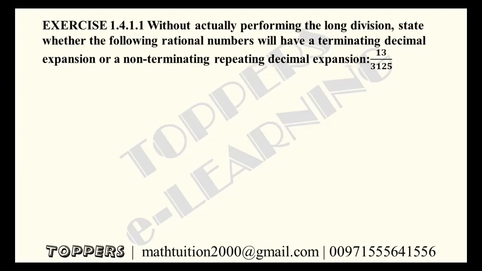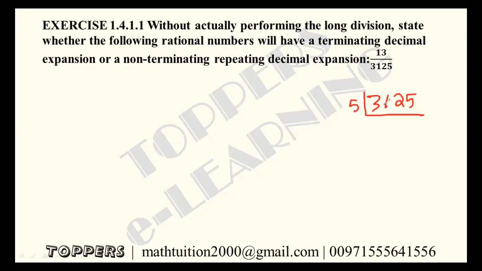3125. So nothing is common in 13 and 3125 to simplify. So what do you have to do? We have to prime factorize the denominator. It means 3125. It is not divisible by 2, not divisible by 3. Right? 3 plus 1 is 4, 4 plus 2 is 6, 6 plus 5 is 11. It is not a multiple of 3, so it is not divisible by 3. Since the last digit is 5, it is divisible by 5.